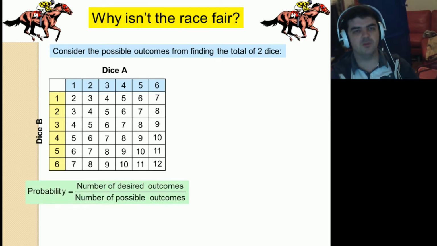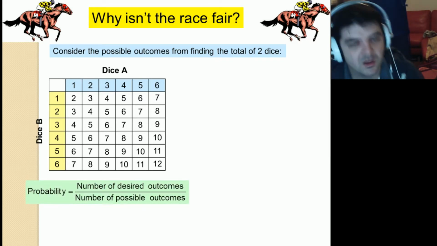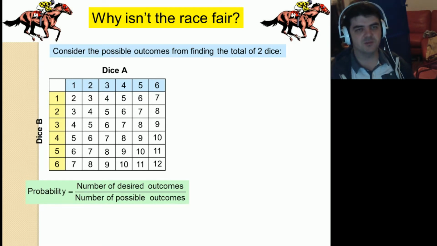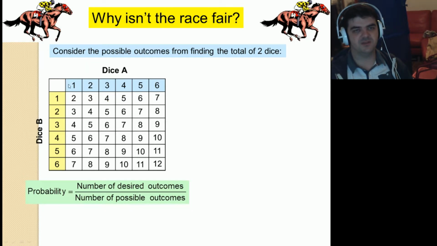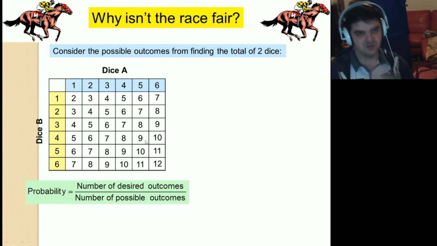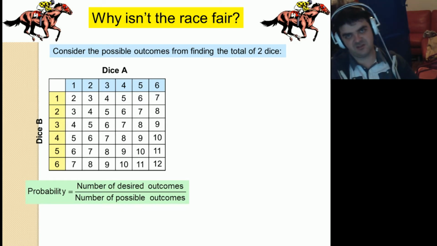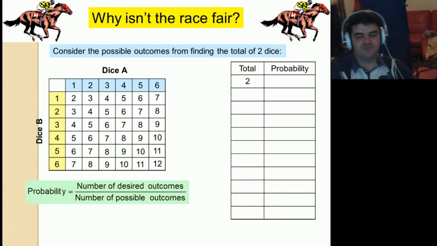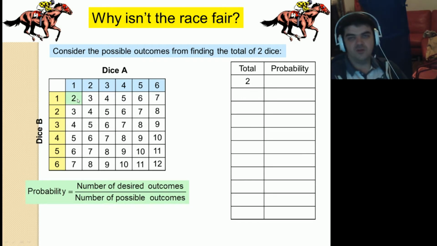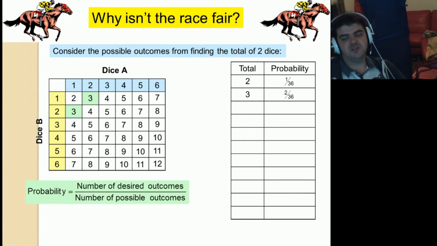Now, we know the probability is the number of desired outcomes over the number of possible outcomes. So the total number of different outcomes that we can have is all these bits in here. There are 36 squares in total. So our probability is out of 36. If I asked you, what's the probability of rolling a 2? Well, there's only one 2 there, and it's right there. So the probability of that is 1 out of 36. What's the probability of rolling a 3? Well, there are 3s there. There are two 3s, so the probability is 2 out of 36. What about 4? It's 3 out of 36, and so on.